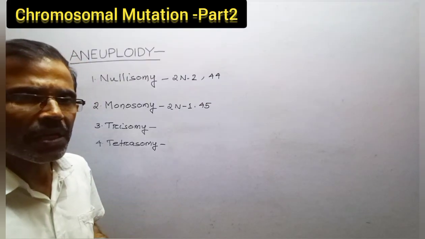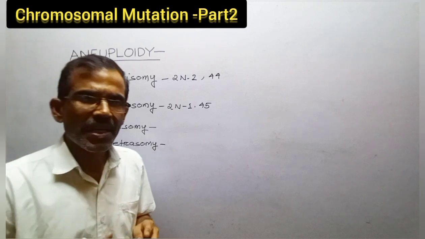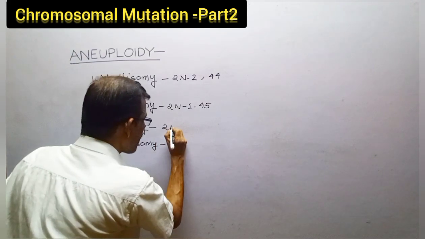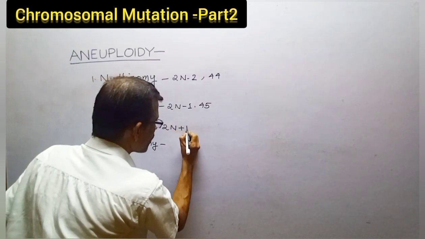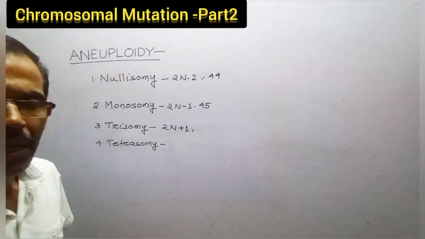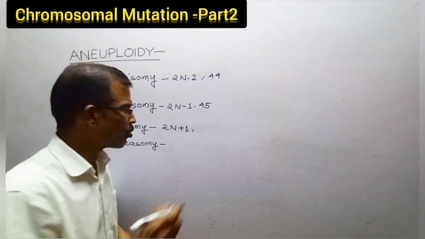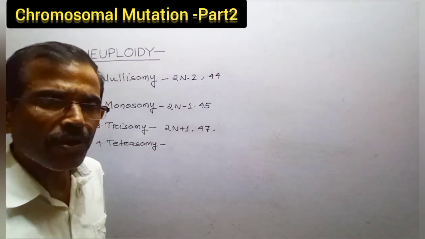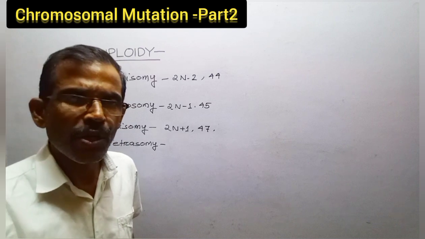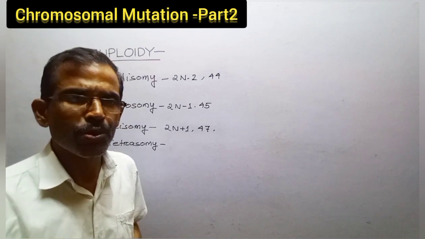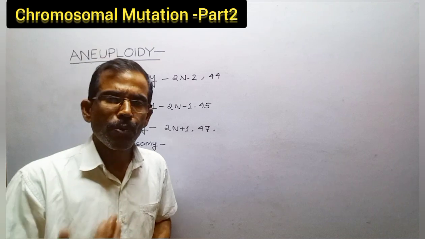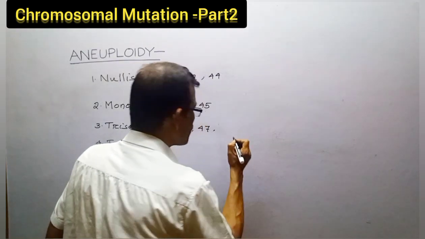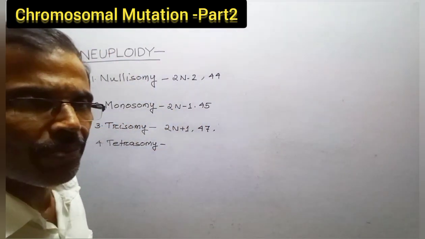The third condition is trisomy, which is the gain of one chromosome. It is represented by 2n+1. In human beings, a trisomic zygote will possess 47 chromosomes. Gain of one chromosome means there are 3 homologous copies of one chromosome. In human beings, most cases of Down syndrome result from the trisomy of chromosome 21.